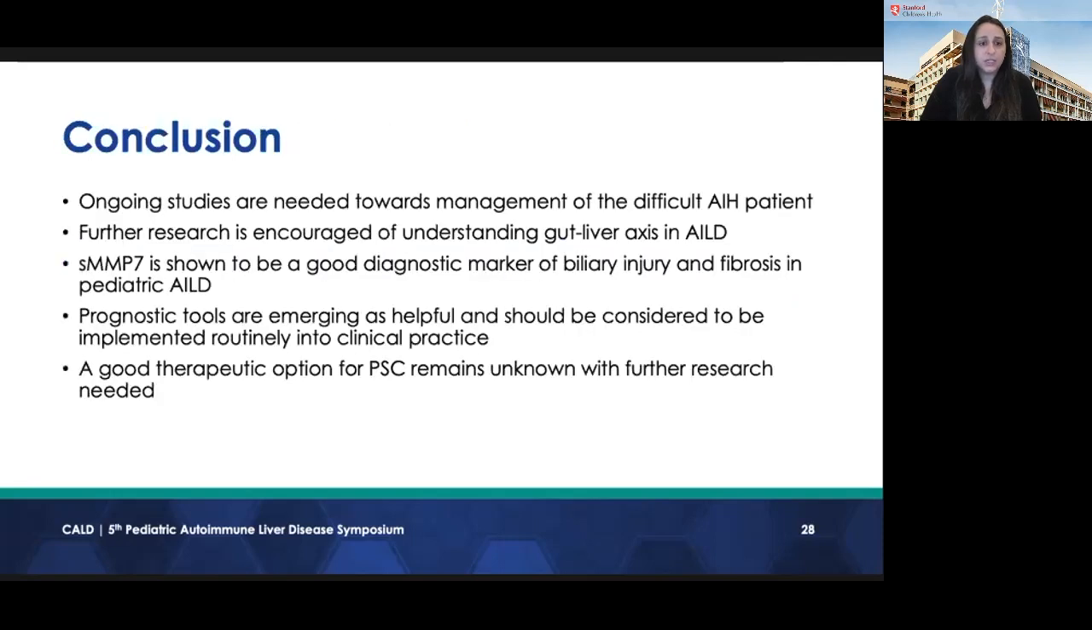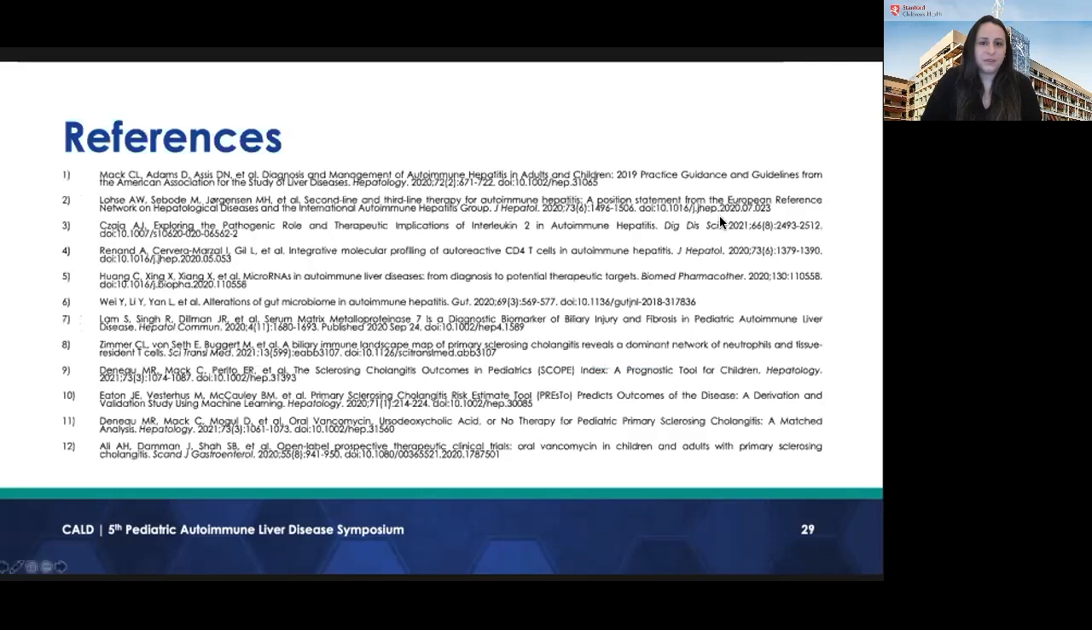So in conclusion, ongoing studies are needed towards management of the difficult AIH patient. Further research is encouraged to understand the gut-liver axis in autoimmune liver disease. Serum MMP7 is shown to be a good diagnostic marker of biliary injury and fibrosis in pediatric autoimmune liver disease. Prognostic tools are emerging as helpful and should be considered to be implemented routinely into clinical practice. And a good therapeutic option for PSC remains, with further research needed. Thank you for your time.